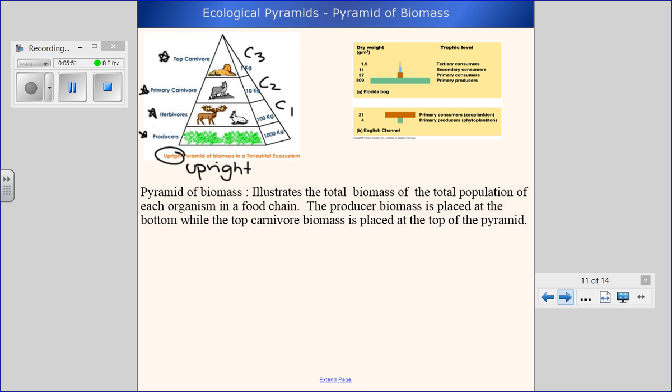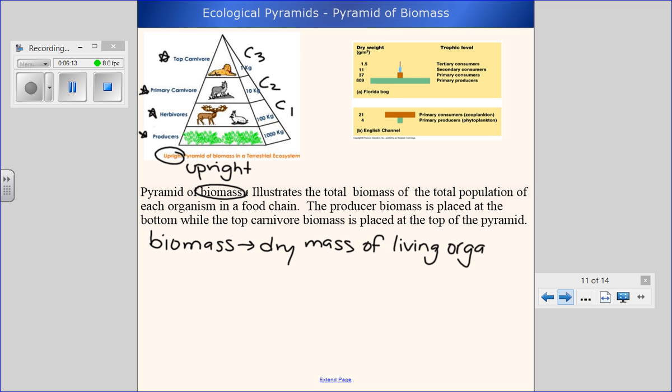Now a pyramid of biomass illustrates this topic of biomass. So what is that? Biomass is technically the dry mass of living organisms. You guys will be doing a little activity where we calculate the biomass of the HTA football field. But biomass is the dry mass that we would measure typically in grams per meter squared.